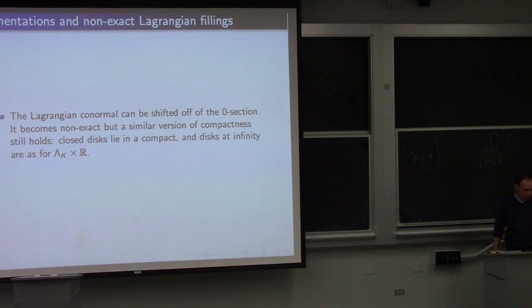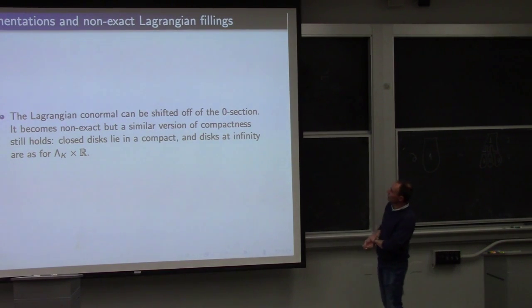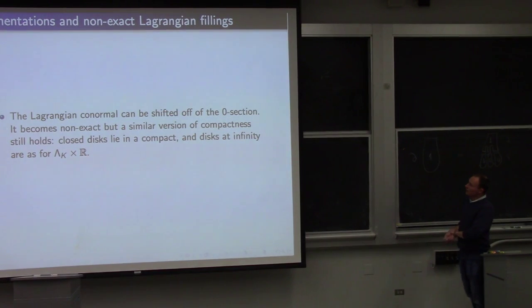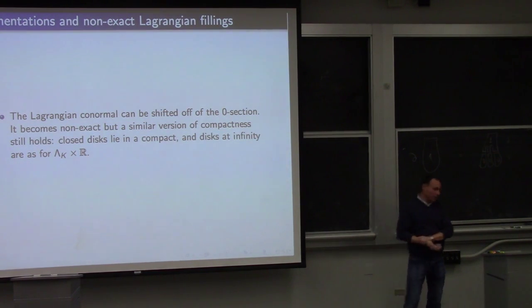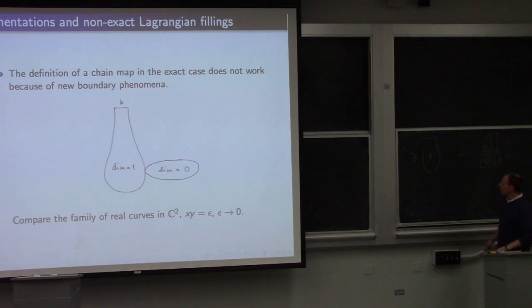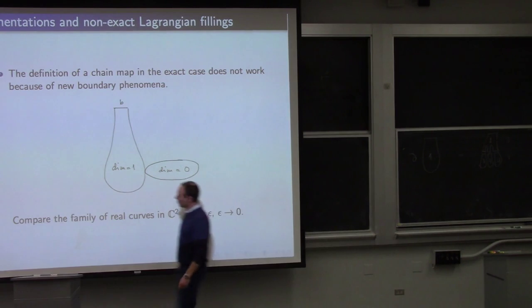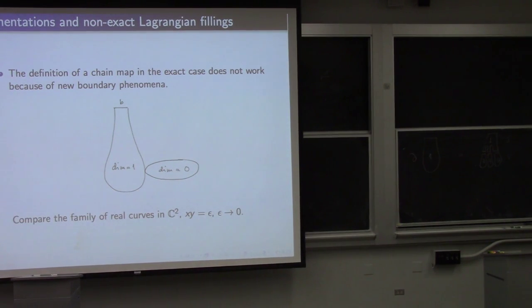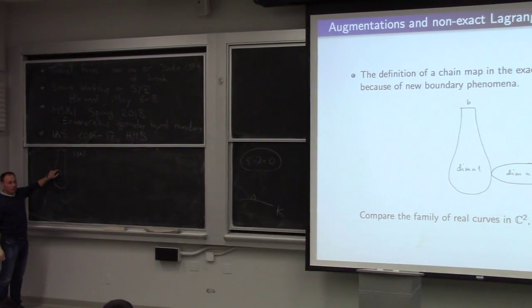Okay. So now, let me move to the non-exact fillings. As we described before, we can now shift the conormal off of the zero section. So we fix that filling, shift it off, and take it into the conifold. And we try to follow our previous definition for an augmentation. So we'd like the non-exact Lagrangians also to define augmentations. So we as a first approximation try to define the augmentation by counting such disks.